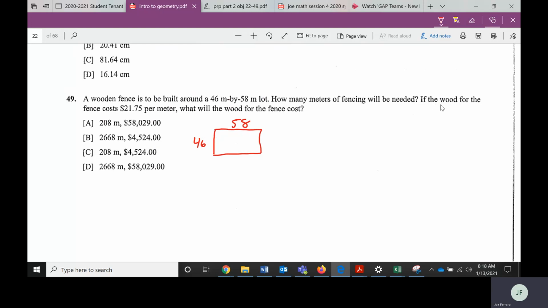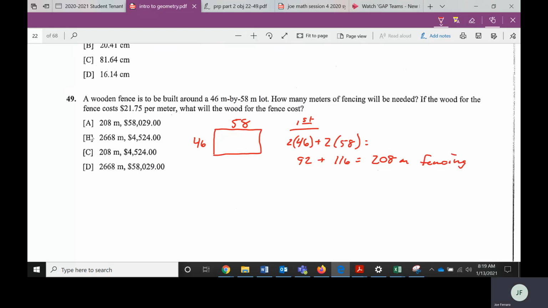And then the second part, if the wood for the fence costs $21.75 per meter, what will the wood for the fence cost? So the first part, what we need to do first is we're going to go 2 times 46 plus 2 times 58. Figure out what that equals. So we got 92 plus 116 equals 208 meters of fencing.